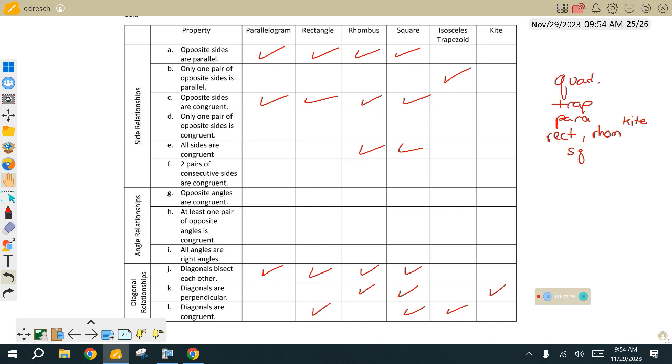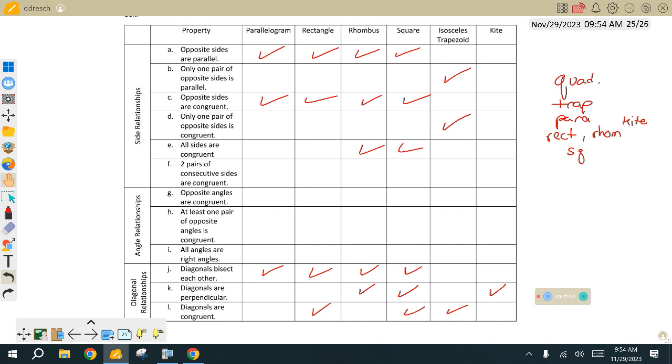Isosceles trapezoid does not. It only has one pair. And a kite, those are not opposite sides. Those are what we call adjacents. Only one pair of opposite sides are congruent. That's the isosceles trapezoid. That is correct. And I think that's the only one there.